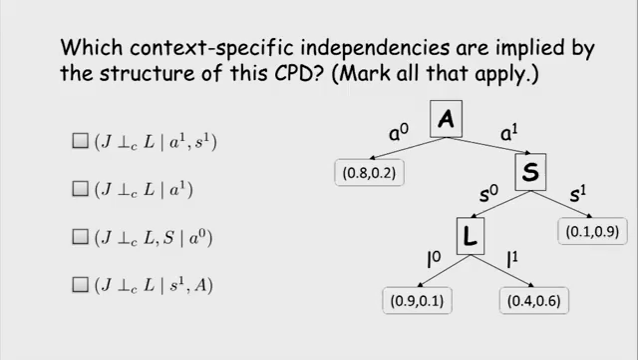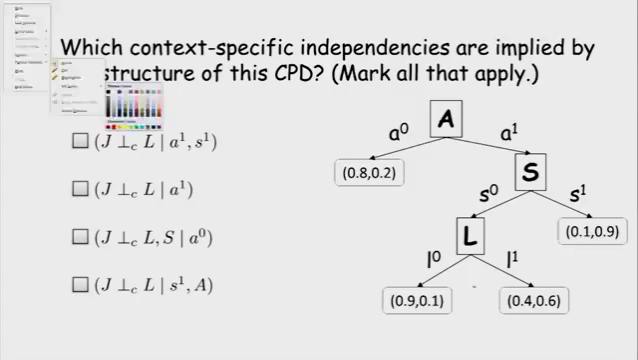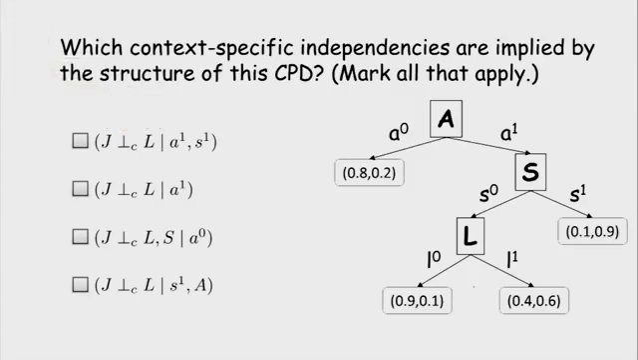So looking at the first one, does J, the variable that we care about, depend on L in the context A1, S1? Well, we can see that in the context A1, S1, the recruiter never looks at the letter. So in fact, J is independent of L in this context. So the answer to this one is yes.